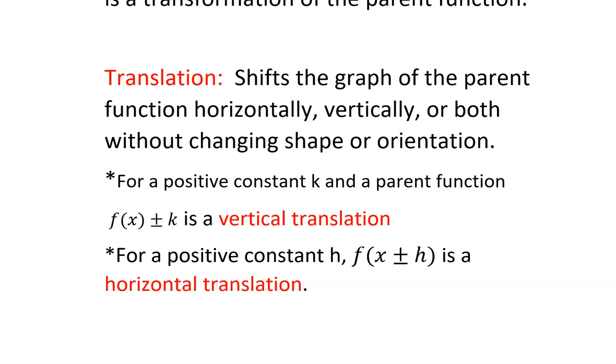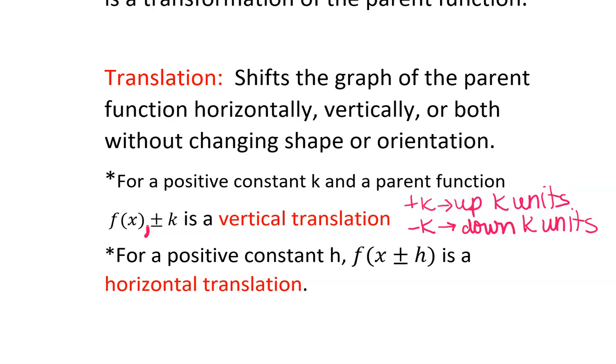So there was supposed to be a comma here. That's why it read kind of funny. So for a positive constant k and a parent function f of x, plus or minus k is a vertical translation. So plus k would be up k units. Minus k would be down k units.